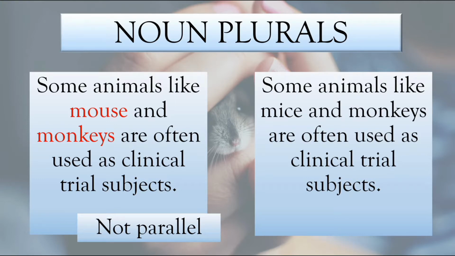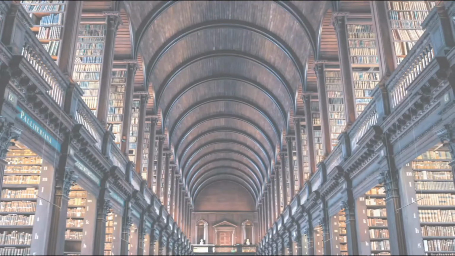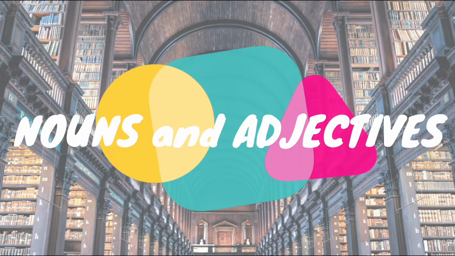We've pluralized mouse into mice. Meanwhile, the word monkeys is already a plural form. Both nouns are plural, so we could say they're parallel. Now we've finished parallelism in noun plurals. Let's move on to nouns and adjectives.